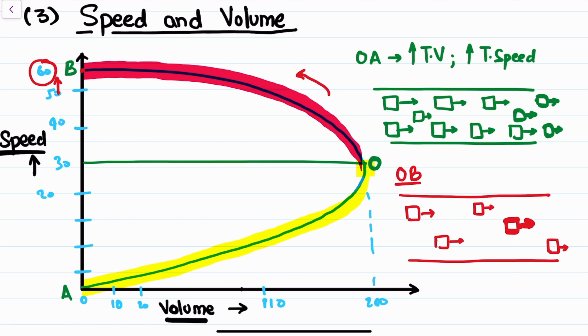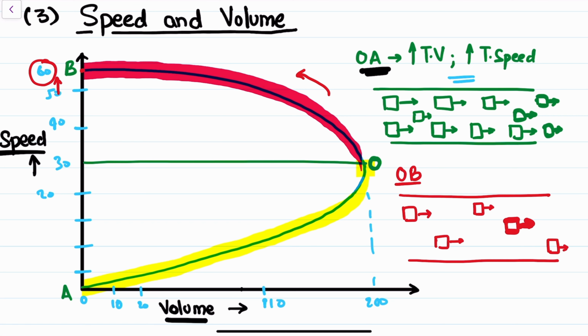And since there is a lesser number of vehicles in the road section, what will happen? Compared to this OA scenario, since the number of vehicles is less, of course the vehicles will have a higher speed, right? You must have observed in your daily life also, if the road is empty, you go at a comparatively higher speed than if there is a high amount of traffic or a decent amount of traffic. Your speed is somewhat lower.